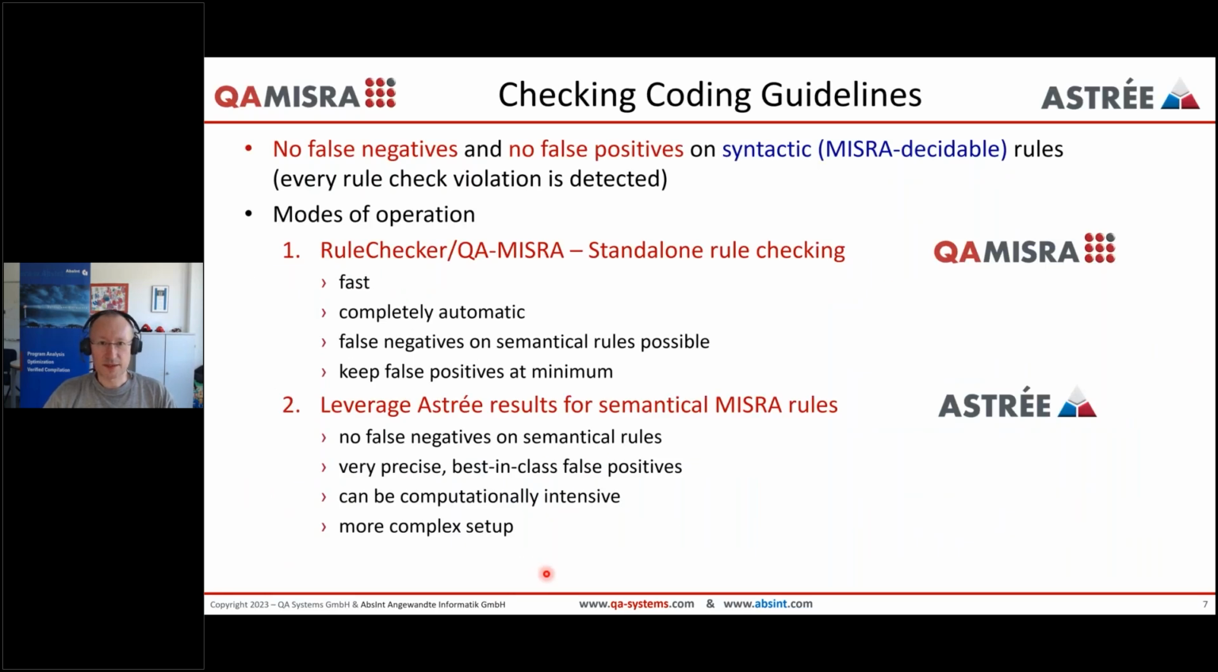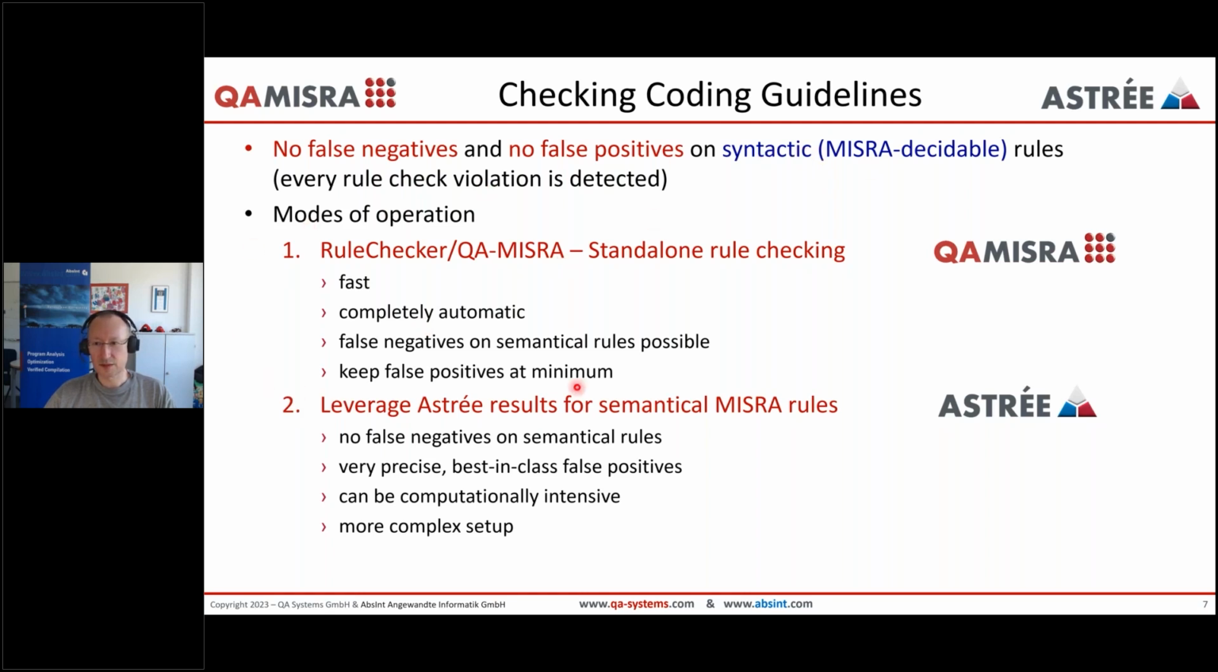Right, now I've announced to talk a bit more about the relation between QMISRA and ASTRE with respect to code guideline checking. Well, if you have a syntactic rule, the decidable rules in MISRA, for example, then you can be absolutely precise. So there doesn't have to be any false negatives and no false positives. You can just precisely check this. It gets interesting when we go into the semantics, but still, a lot of the MISRA rules are syntactic.